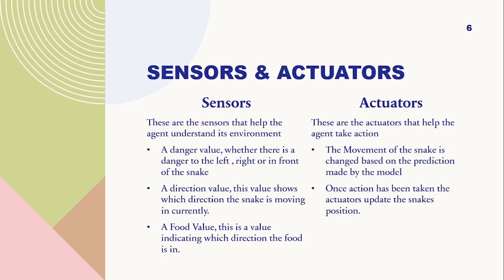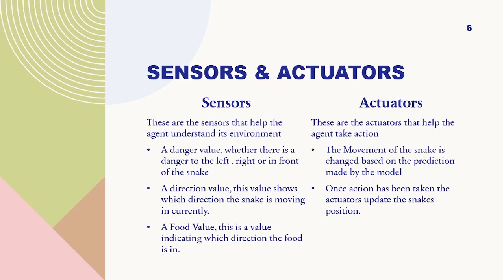Secondly, there's a direction value. This value is just a value that indicates which direction the snake is moving in currently. The other value is a food value. This is a value that represents where the food is in the environment to help guide the snake to the food, which is the actual goal of the game.